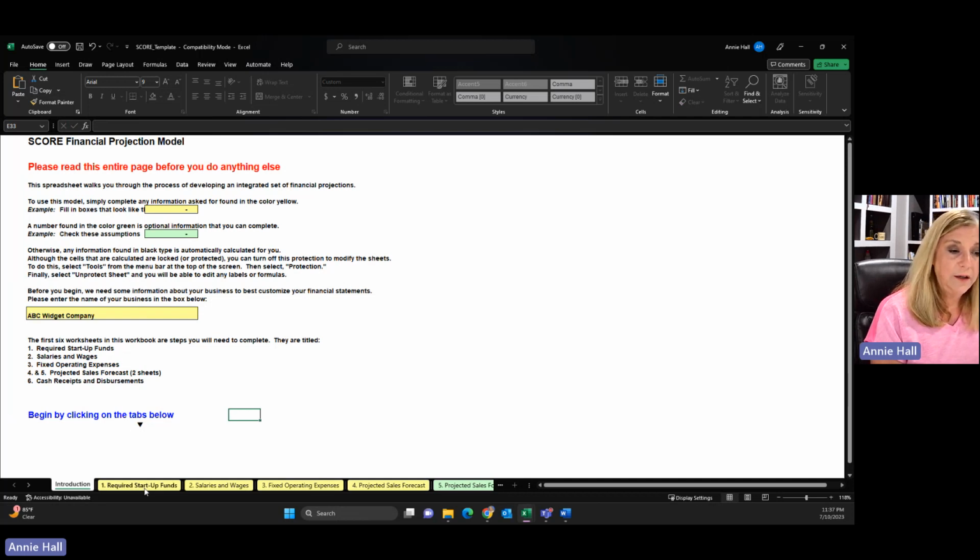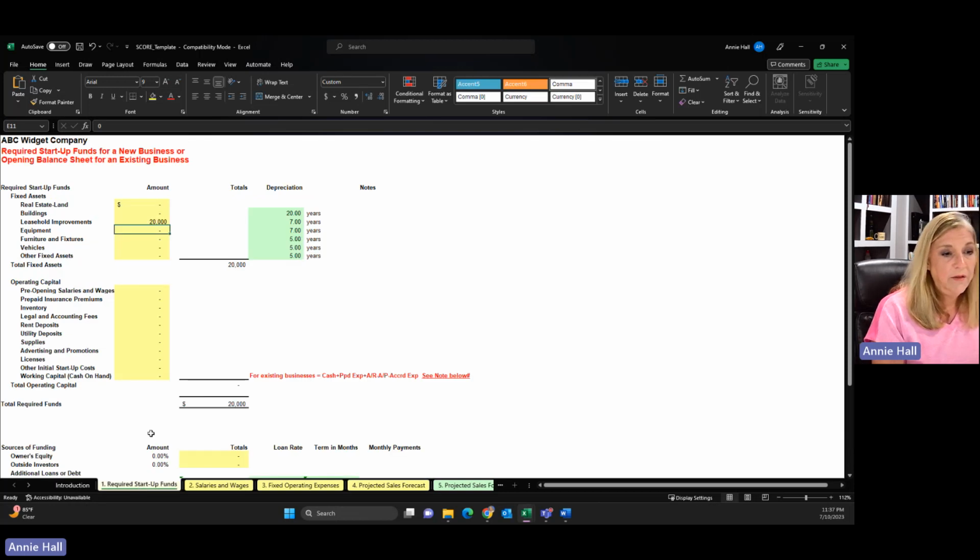Then I'm going to move down here and click on the first tab. And in this section, we're going to talk about how much cash we need, or how much money we need, in order to start up our business. So this is a business that has not started before. It's brand new. And we're going to talk about what might go into these spaces.